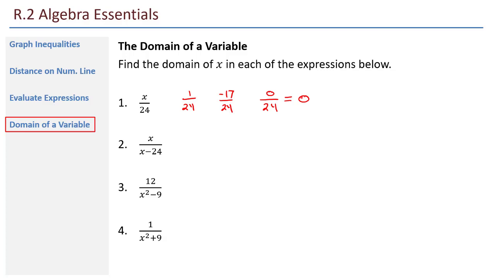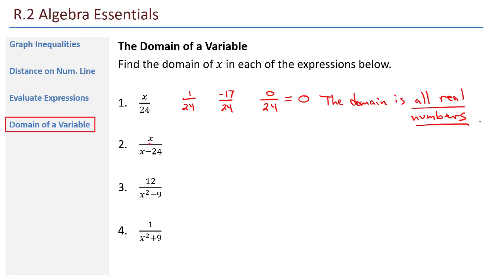So in problem number 1, in fact, the domain is all real numbers. There are no restrictions on x. So I might just write the domain is all real numbers. Okay, how about example number 2?